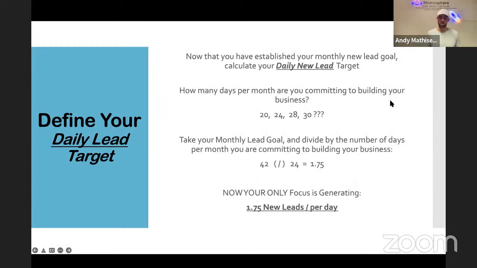Next step in the process, it gets a little bit more simple. Now that you've established your monthly lead goal of 42 leads, I need to figure out how many leads I need to get in a day. So that question comes down to how many days of the month are you going to commit to building your business? All right. So am I going to work 20 days? Am I going to work 24, 28? Am I going to work all 30? Figure out how many days you're going to work in the month. I'm taking 42 leads divided by 24 days. I'm just selecting 24 and it equals 1.75.